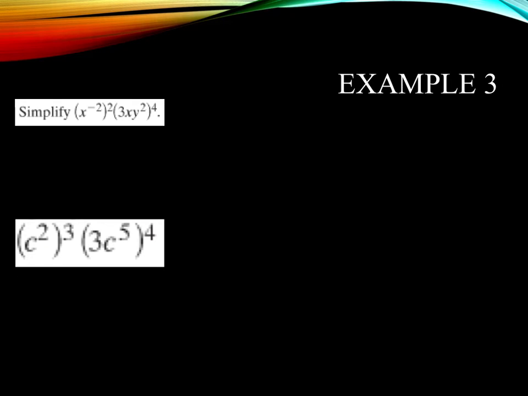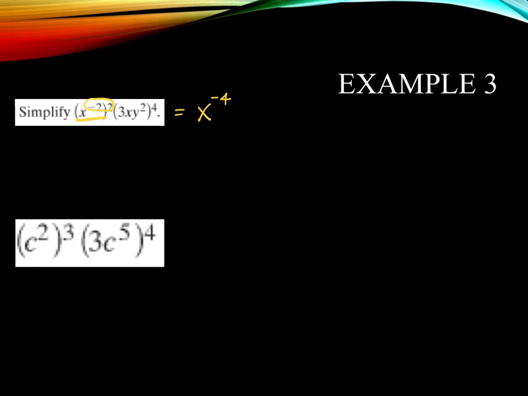For example 3, it says to simplify x to the negative 2nd squared, and then we're going to multiply that by 3xy squared to the 4th. So this first piece here should look pretty familiar, kind of like what we did in the last section. This here is a power being raised to a power. So this is going to give me x. Remember, powers to powers mean that we have to multiply. So I have negative 2 times 2, which will give me a negative 4.